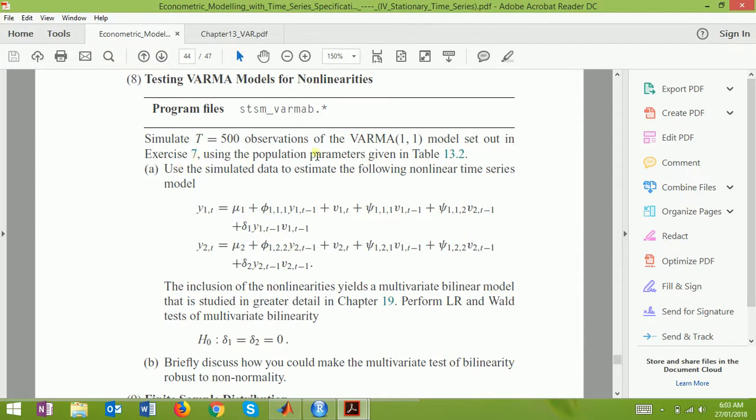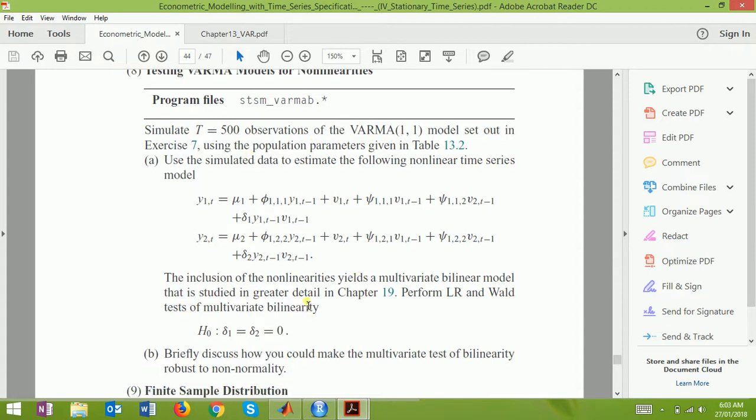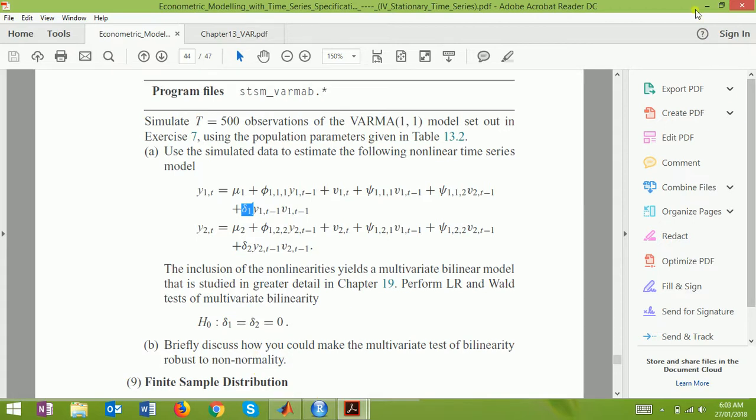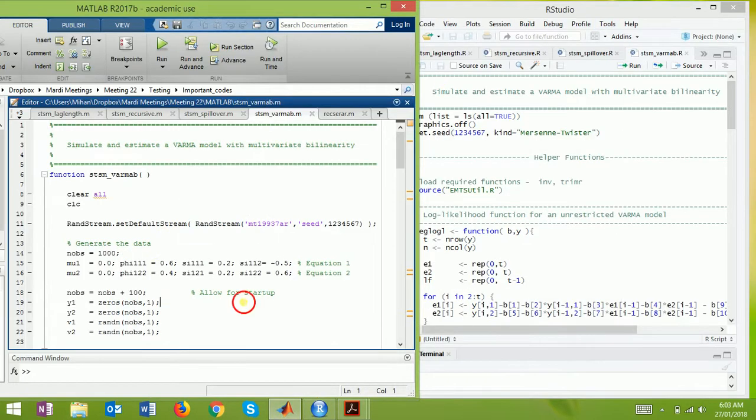First, let's look into our number of observations, our problem at hand. So inclusion of nonlinearities yields a multivariate bilinear model that is studied in greater detail later. So we want to check VAR test on nonlinearities, briefly discuss how you could make the multivariate test of bilinearity robust to non-normality. Okay, let's have a look into the equations now.